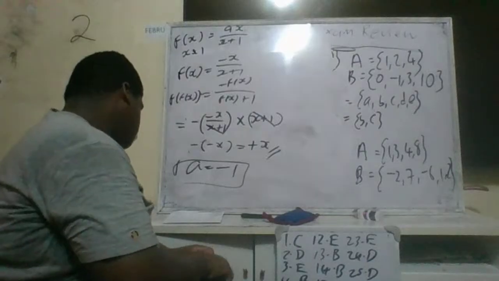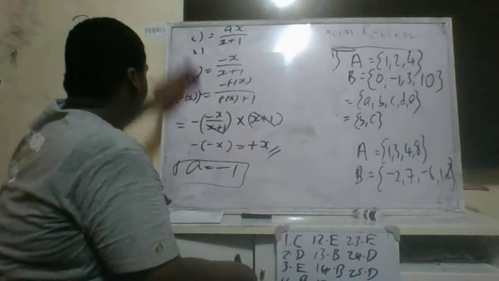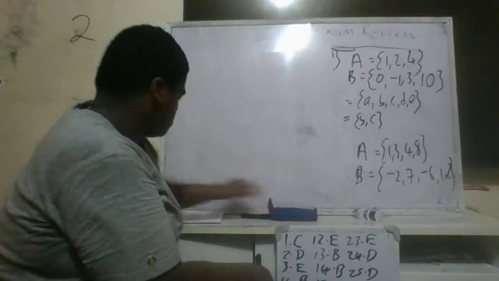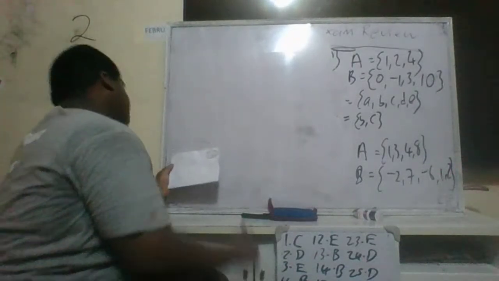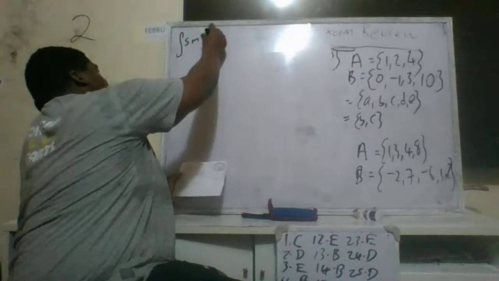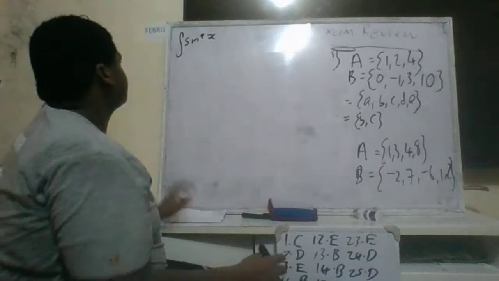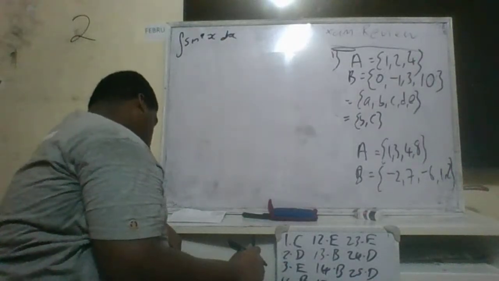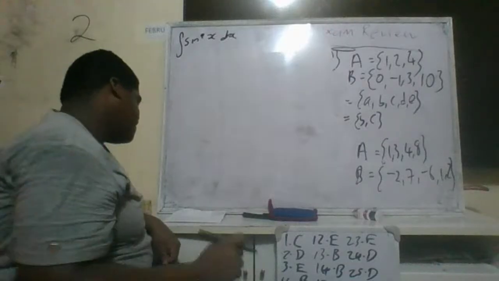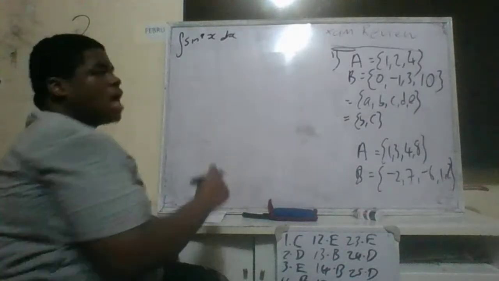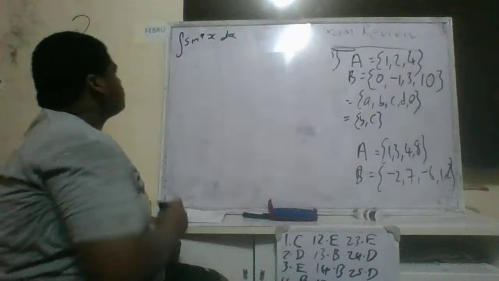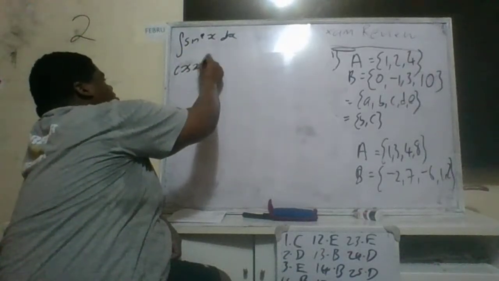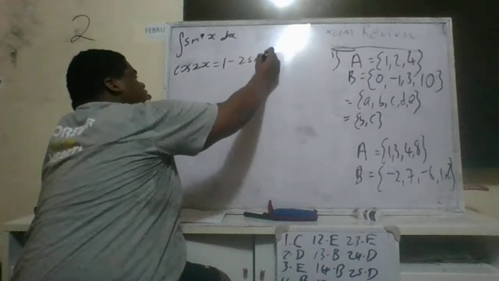Question 26 now. Question 26 says we should find the integral of sin to the power of 4x dx. First of all, we should find the coefficient of x in the final simplified expression of I. I want us to do some magic here. cos 2x is equal to 1 minus 2 sine squared x.